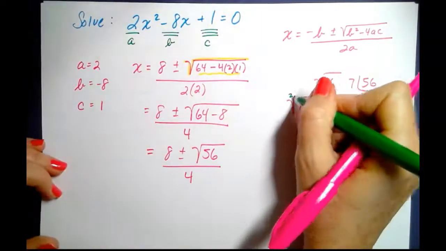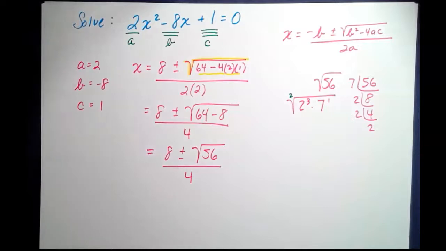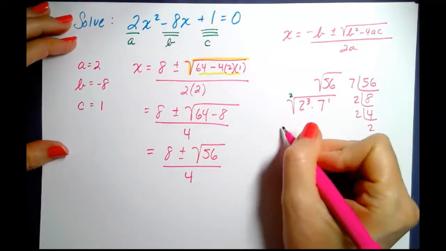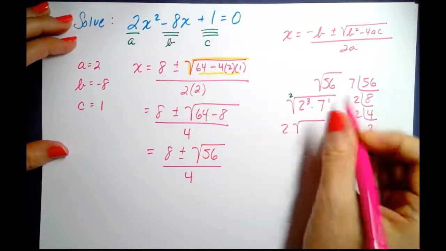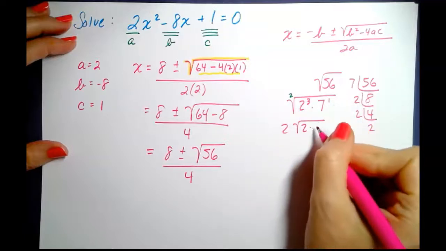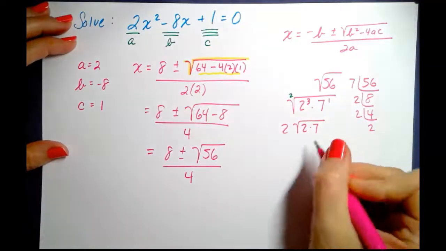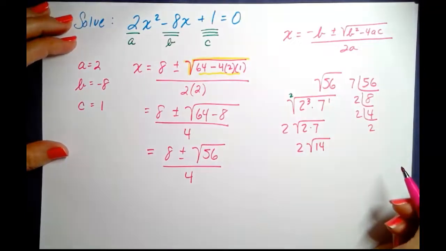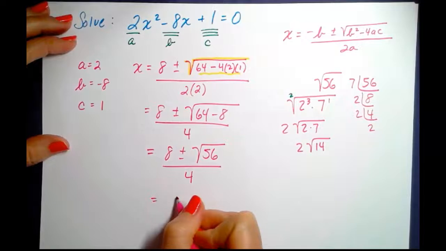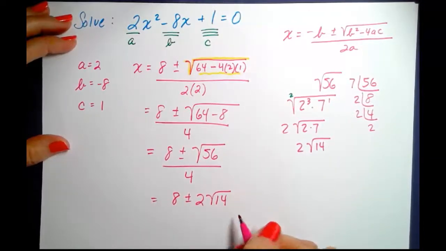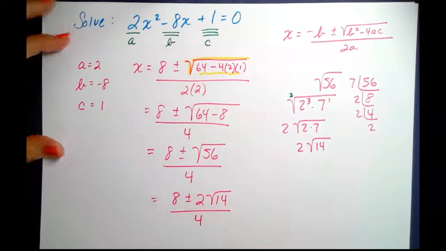Remember that radical has an index of 2, and we're going to simplify it the same way we've been simplifying it by comparing those exponents. 2 goes into 3 one whole time with 1 power of 2 left under. 2 goes into 1 no times, so the 7 stays under. So the square root of 56 reduces to 2 square root 14. So 8 plus or minus 2 square root 14 all over 4.